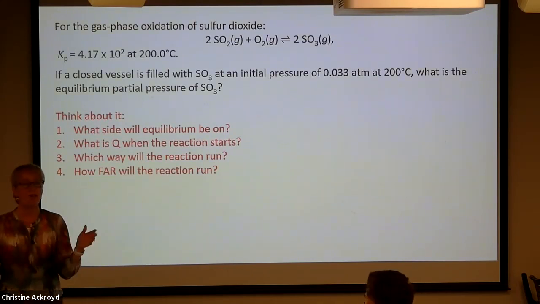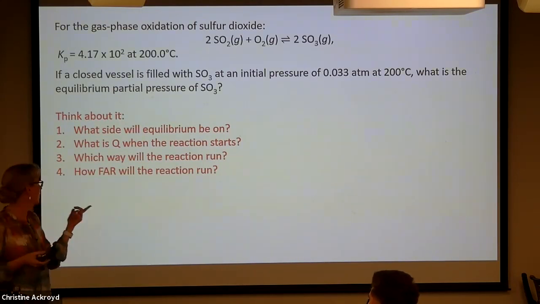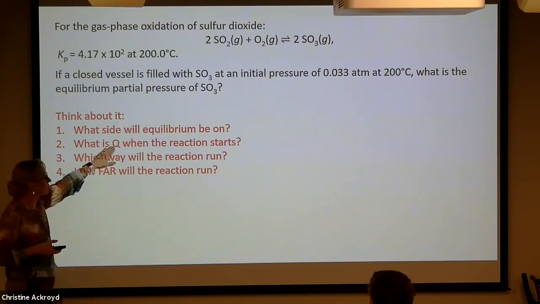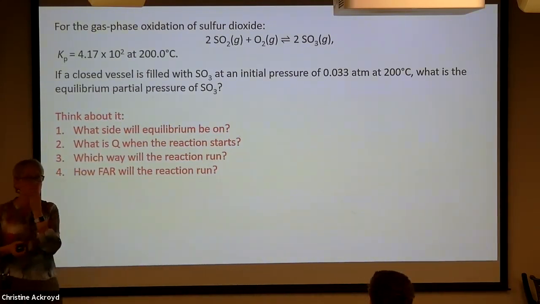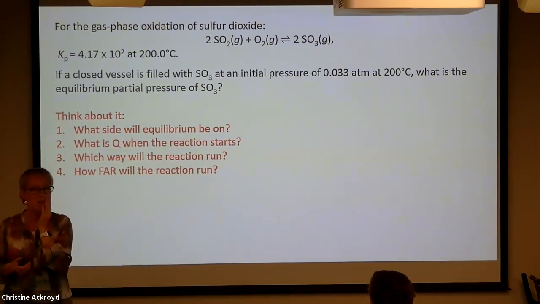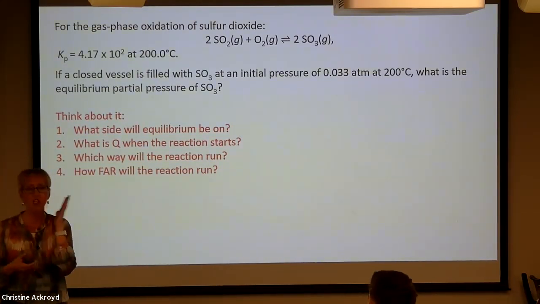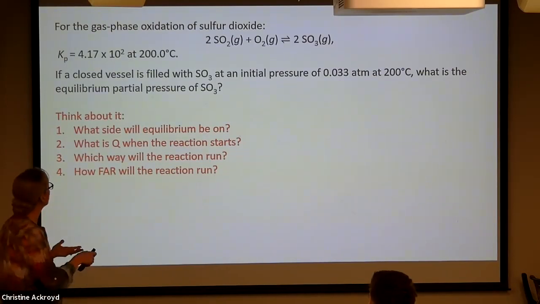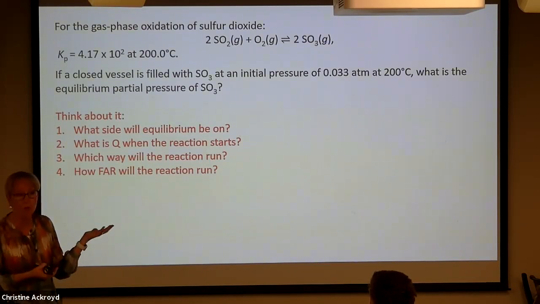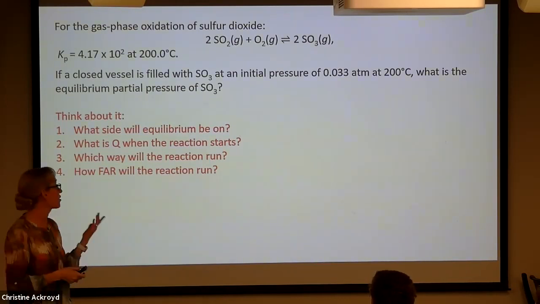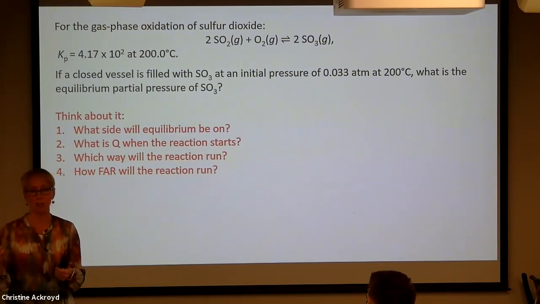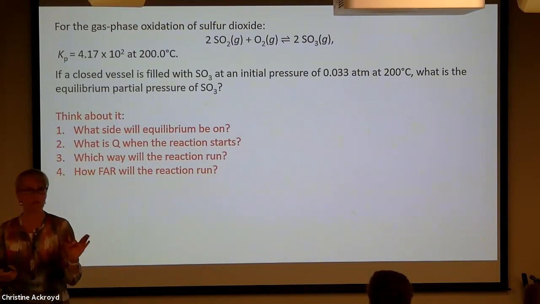Okay, when we start the process, what's the value of Q? Kind of a trick question. So Q is defined as the concentration of products raised to the stoichiometric coefficient divided by the concentration, or in this case, pressure of starting materials raised to their coefficients. Can we actually calculate a number for Q when we start? No. We have 0 in the denominator. If you take a number, divide it by 0, what do you get? You get an undefined number. So we can't calculate an actual value of Q.